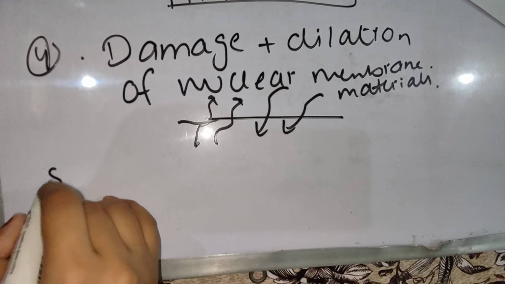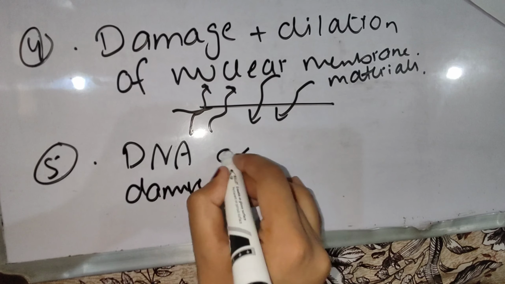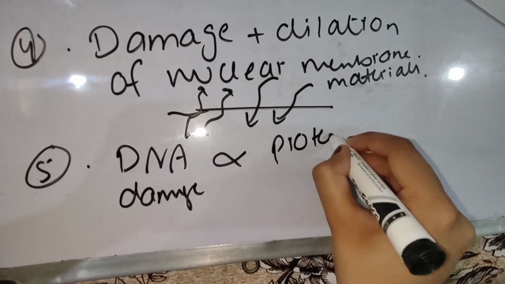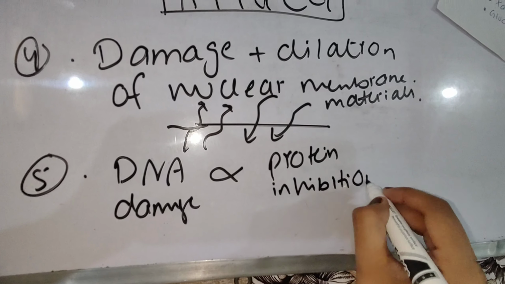Last but not the least is DNA damage, which directly leads to protein inhibition. When there is damage in DNA, there is no protein formation, and that is also a detrimental effect.